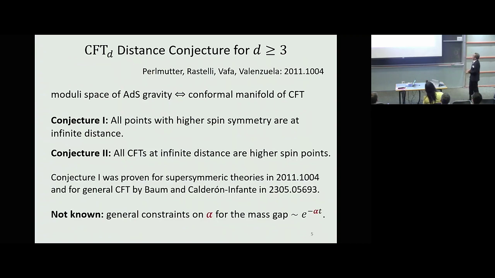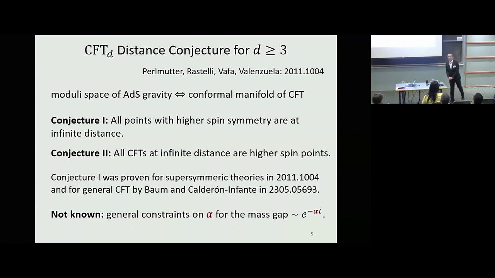So one is that, by using the correspondence between the moduli space of AdS gravity and the conformal manifold of the CFT, which is a moduli space of conformal field theory, they conjecture that all points with higher spin symmetries are at infinite distance, and all CFTs at infinite distance in moduli space have higher spin symmetry. Okay? So these are the 2 conjectures.